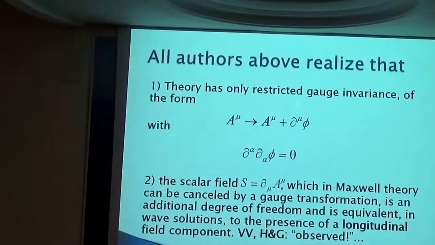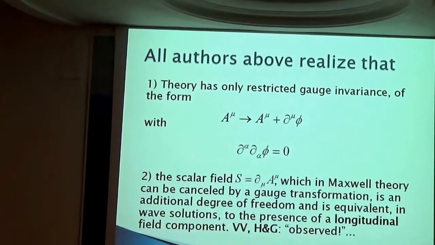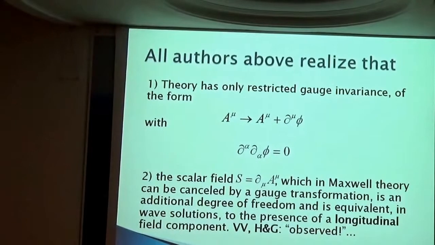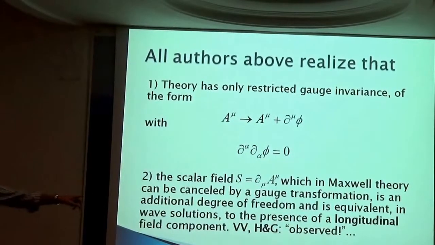All these authors realized that the theory has only restricted gauge invariance. So we can do gauge transformations, but only with the functions phi that satisfy this equation, so harmonic functions. This means that the scalar field, the four-divergence of the potential four-vector, which in Maxwell theory can be cancelled as a gauge transformation by the usual choice of the Lorentz gauge, in this case remains in the theory as a dynamical system. And in fact, it is equivalent to the presence in the wave solutions of a longitudinal component. Van Vlaenderen and Hively and Giakos claim it has been observed.